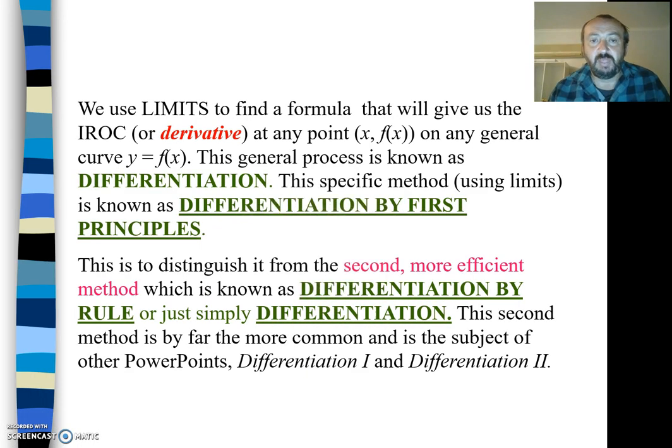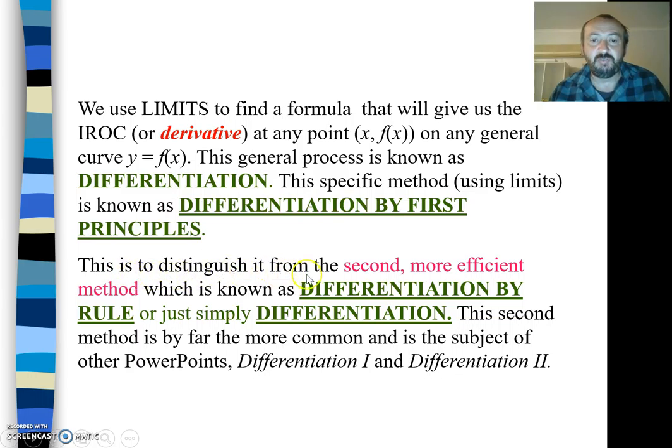Okay, now it says here we're going to use limits to find a formula that will give us the derivative at any point x, f of x, on any general curve y equals f of x. This general process is known as differentiation. The specific method using limits that we're going to use here is known as differentiation by first principles.